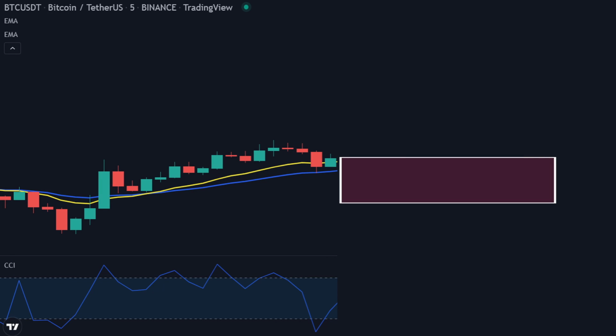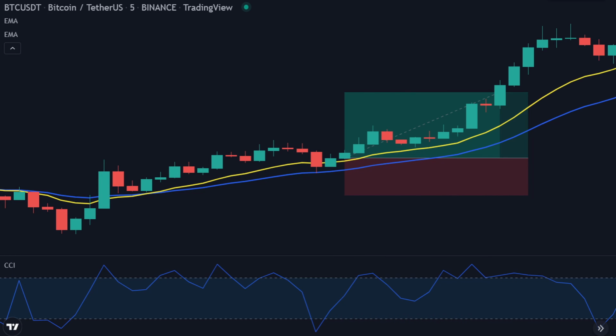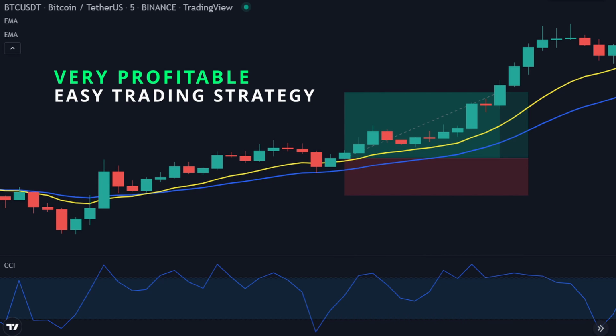Set the stop loss at EMA crossover zone. Then set the take profit 2 times above the stop loss. Let's find out the results. This trade ended up to be profitable. What a great strategy!